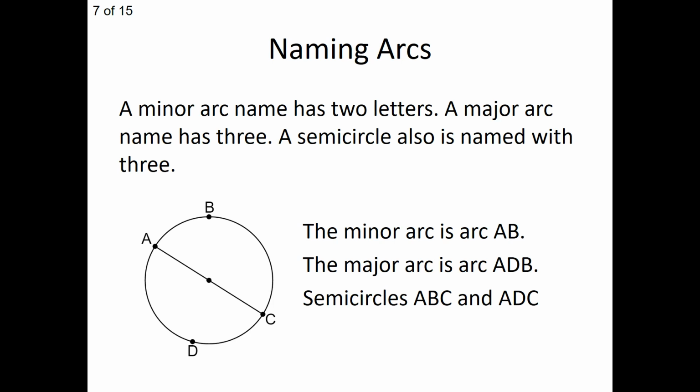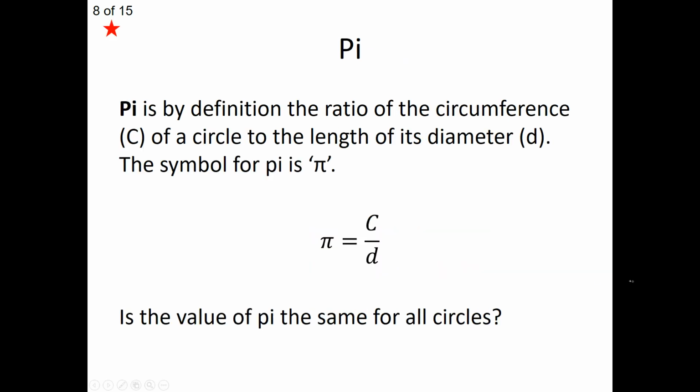Semicircles also are named with 3 letters as well. So down below, we actually have 2 semicircles, ABC and ADC. I couldn't just say, take a look at semicircle AC, because you wouldn't know which half of the circle I'm referring to, which means it's important that the semicircle also gets 3 letters. ABC and ADC would then be appropriate semicircle names because the third letter gives the reader direction.